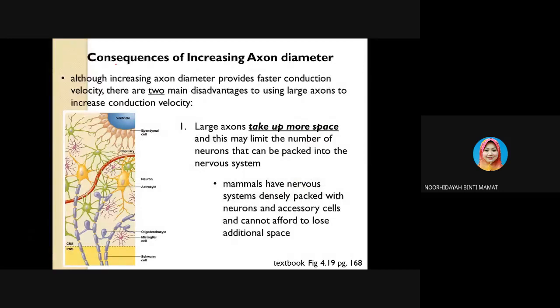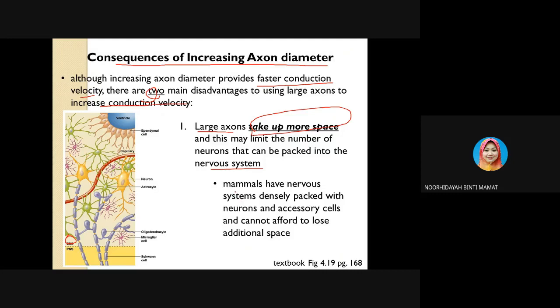So, the consequences of increasing the axon diameter. Although increasing axon diameter provides faster conduction velocity, there are also two main disadvantages to using large axons to increase conduction velocity. The first is that large axons take up more space, and this may limit the number of neurons that can be packed into the nervous system, the CNS.